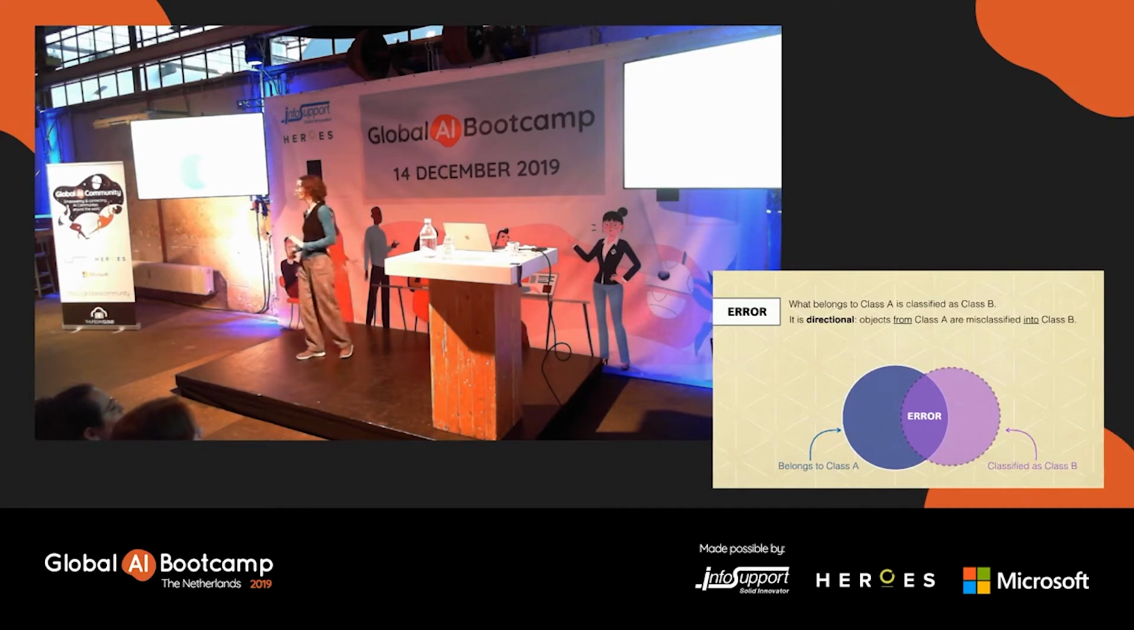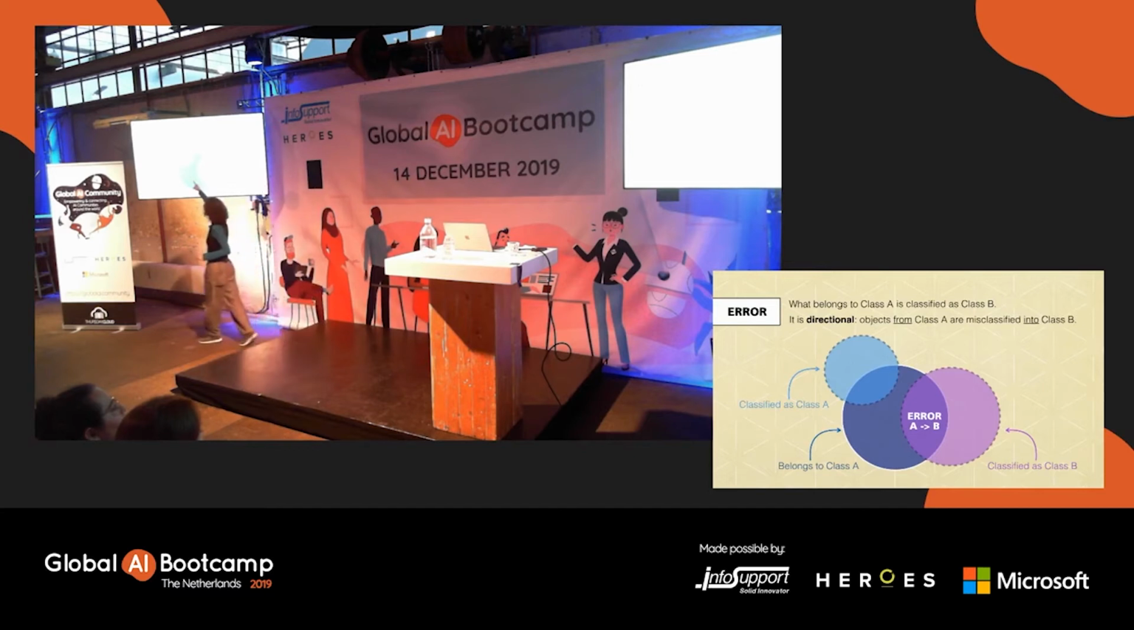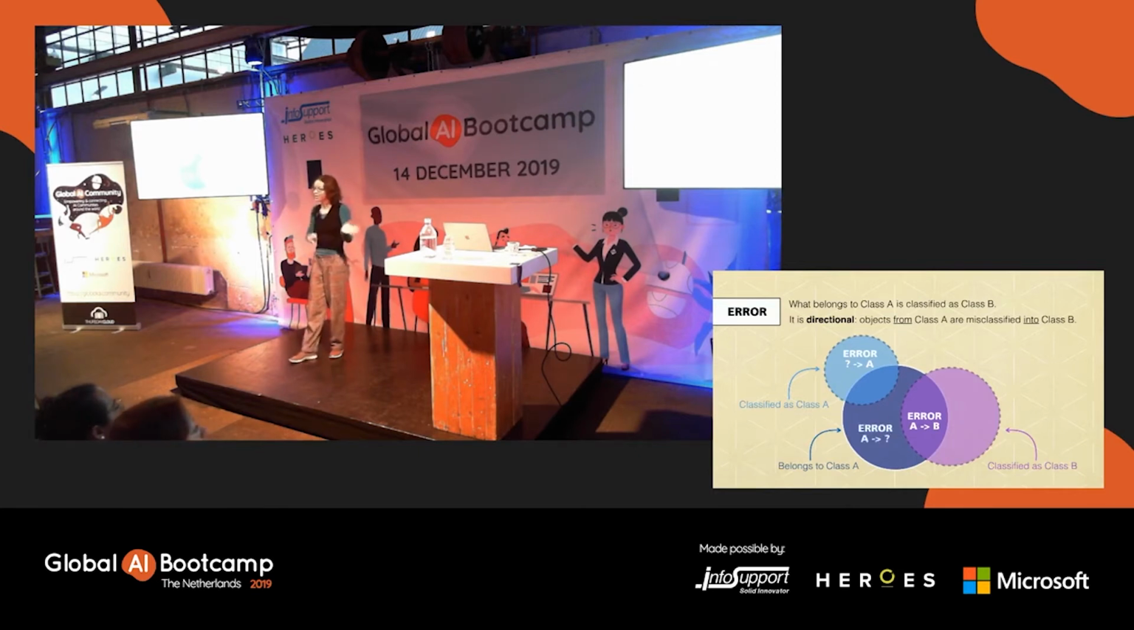Might sound simple still, but in this case, we can see that it's an error from class A to class B. Then we can have other types of errors. So now I'm showing what has been classified in class A. What is in the middle here, it's good, that's not errors. But we have other types of errors now. Here we have items that don't belong to class A and are classified into class A. And here we have items that belong to class A and are classified into something else.